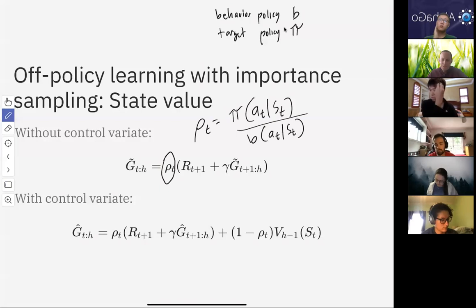And this is the state value that we're using. The state value is important. So we're actually taking the rho sub t and multiplying that by all of our total discounted reward, both our immediate reward and our discounted reward. What we can do here is make an adjustment to decrease the variance.